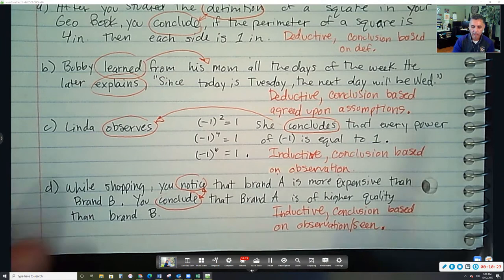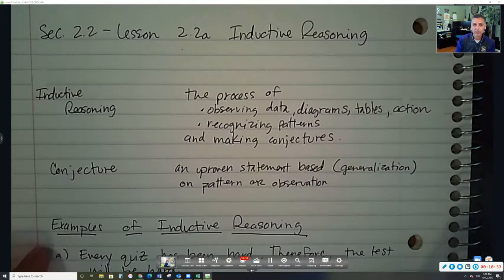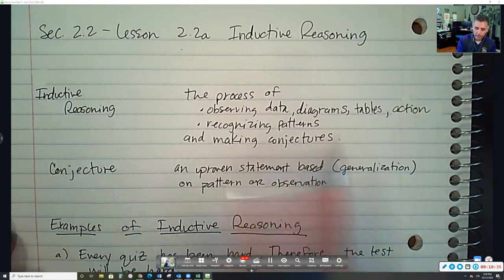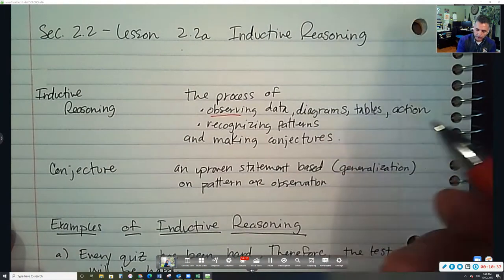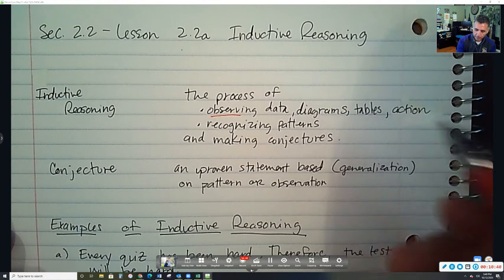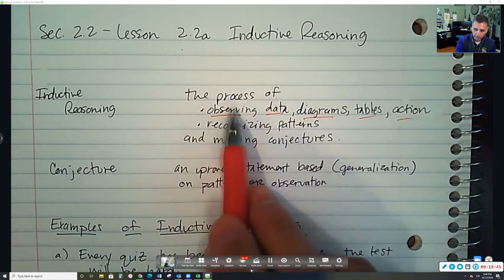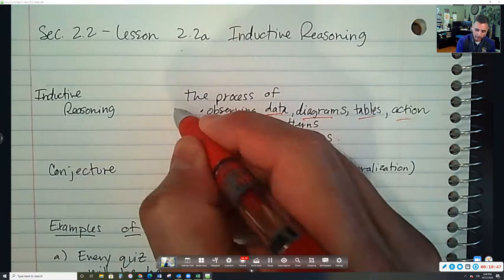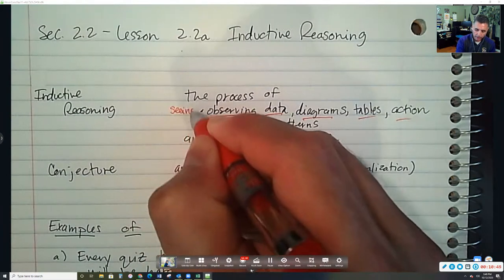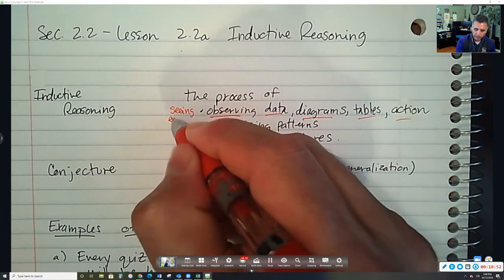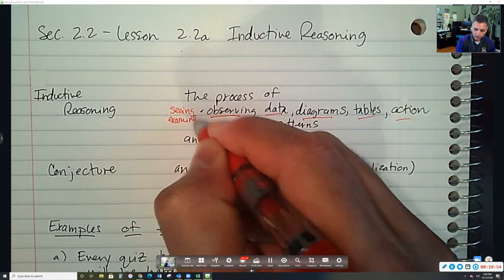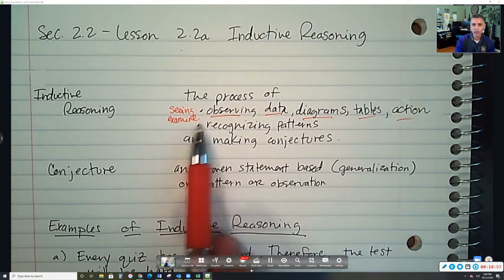Observation, seen, and then again, real quick, I'm just going to go back to the last set of notes. So this was the last set of notes, where it was inductive. See, if you observe something, and usually it's like data, diagrams, tables, actions. But observing, and then we talked a lot about how that's also like seeing, examine. Those are all different ways of seeing, observing. Okay.